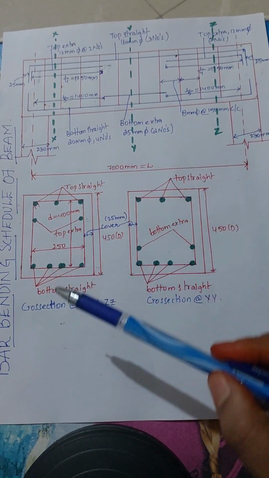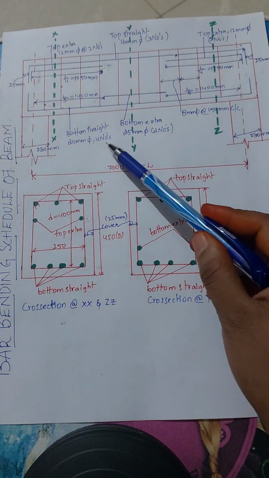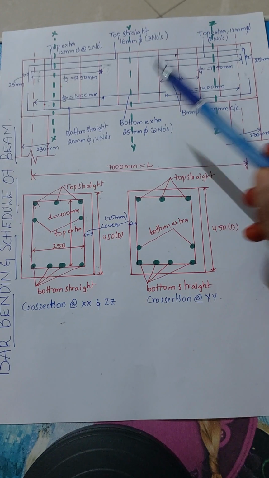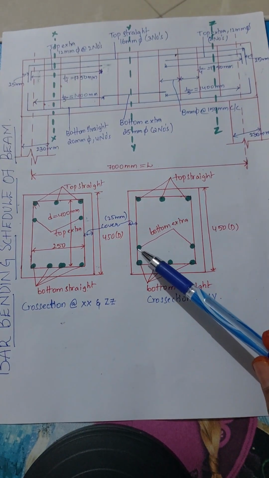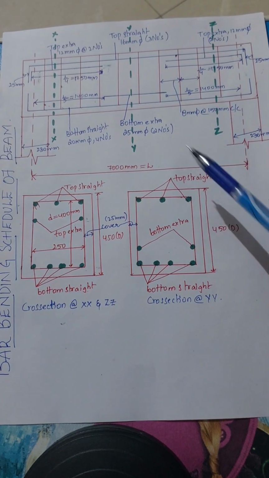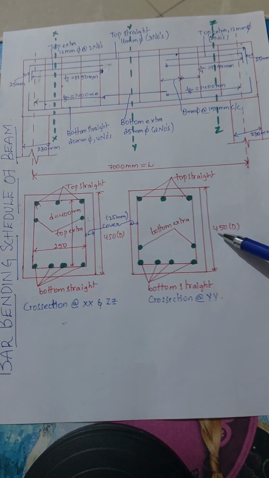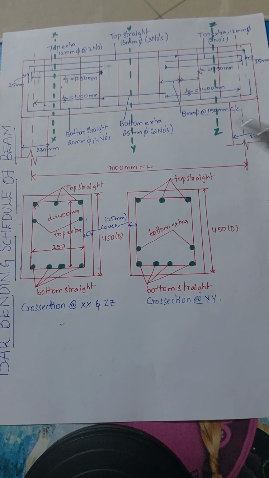So here you can see the bottom straight of four numbers we have provided at 20 mm dia, and we have provided a bottom extra also. Here in this cross section you can see bottom extra is two numbers we have provided of 25 mm dia. So the width and depth are given as 250 mm and 450 mm.